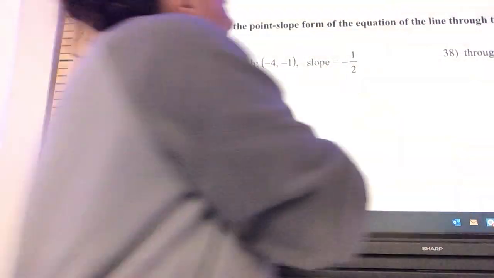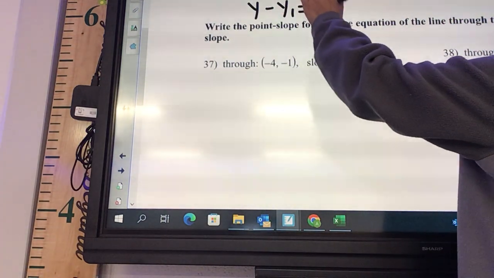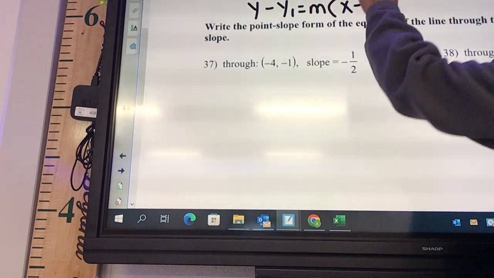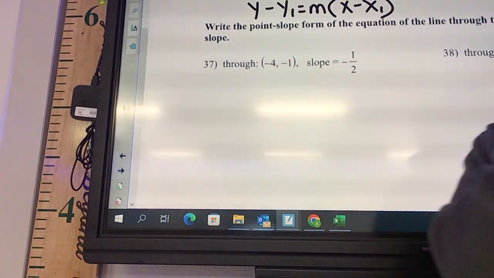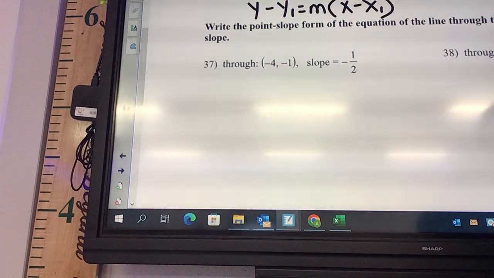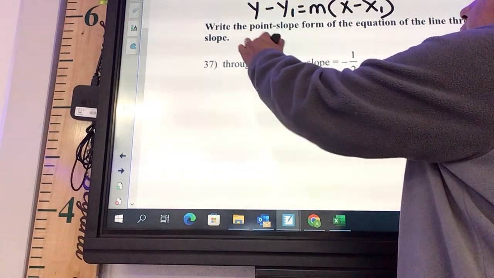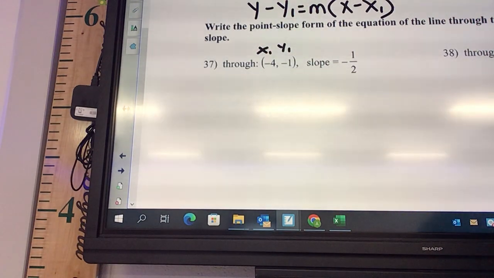Write the point slope form. Here's the formula. Make sure you write it down. y minus y1 equals m times x minus x1. That's our point slope formula. And then how do we label a point? x1, y1. What letter do we use for slope? M.